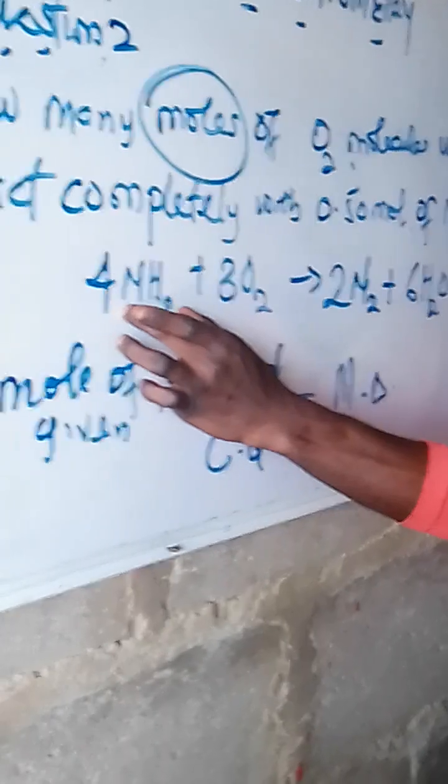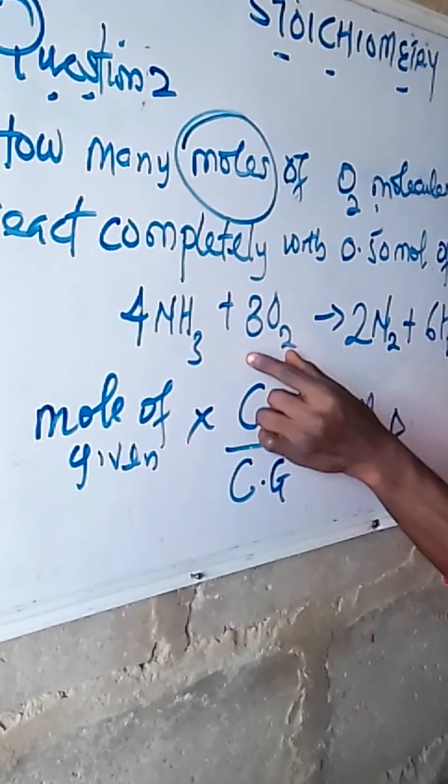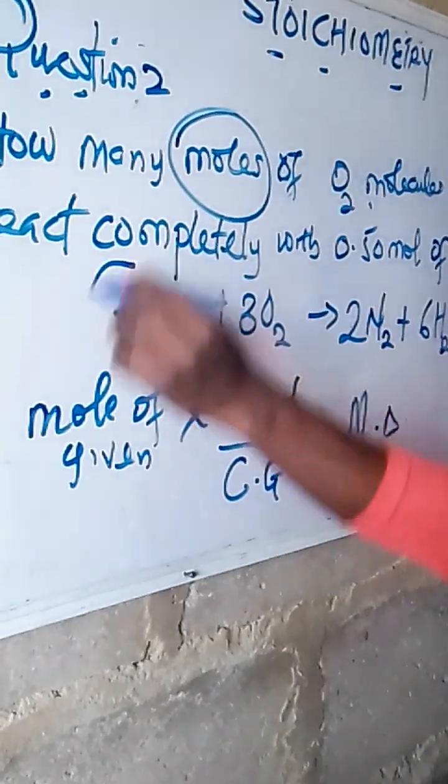What is the coefficient of ammonia? 4. What is the coefficient of oxygen? 3. That means it is these two things that we need.